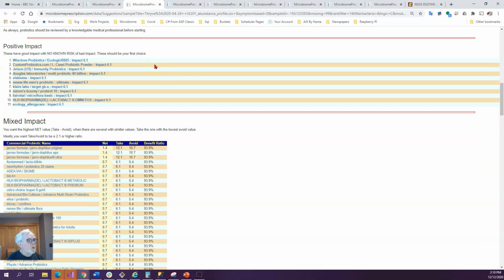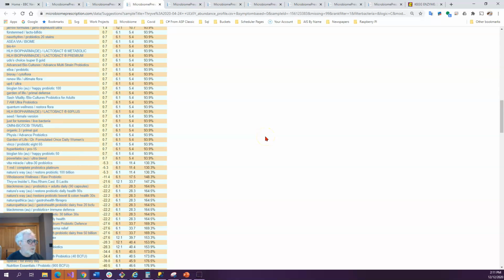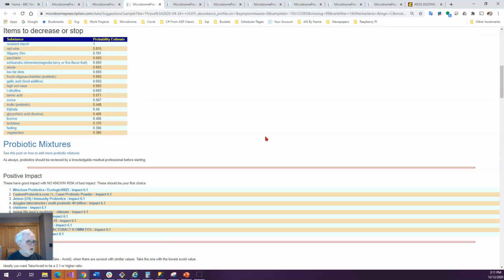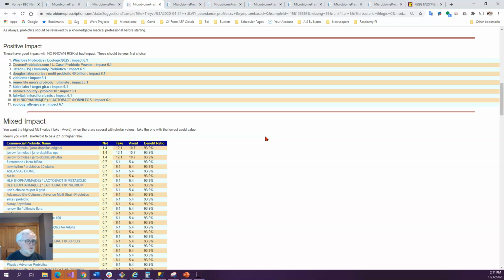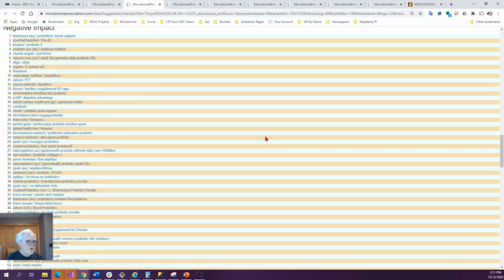And then down below we have a similar thing for probiotic mixes, and these are the ones which are suggested, things which have mixed impact. In other words, some things will improve, some things will make worse, and we don't know the magnitude of each direction. We just know it's a mixture, hence these are mixed impact. Generally they are suggested to avoid.